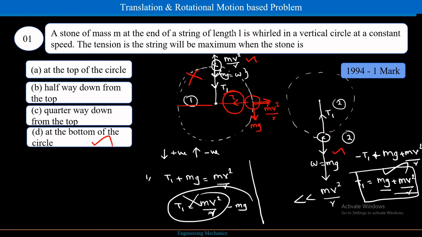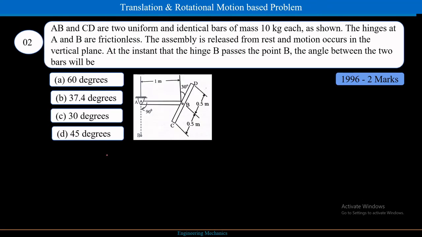If I suspend a stone from my hand, for example, this is my hand and I am suspending a stone like this, this is mg and this is my tension, and still I am rotating. I have extra energy like mv square by r. Very simple concept. My answer is going to be D. Okay, let's see another problem.